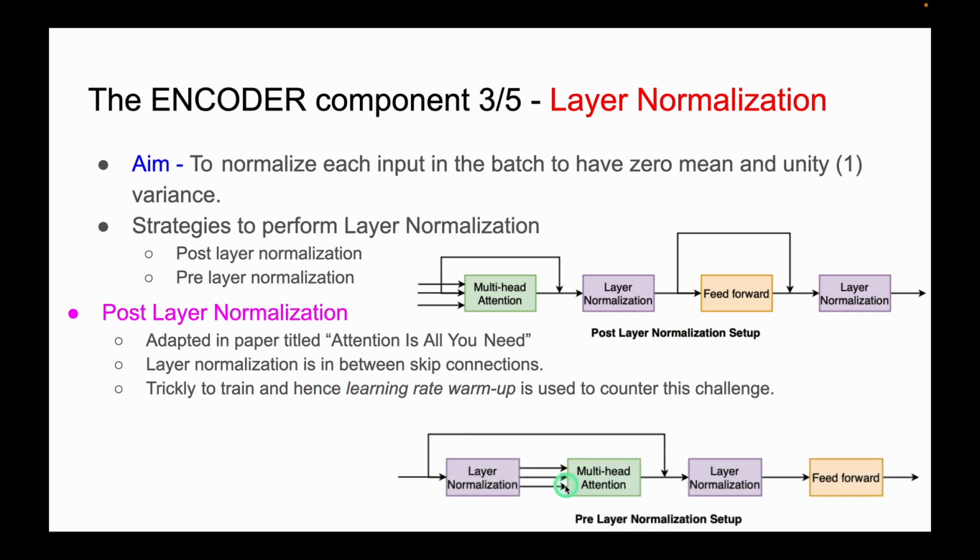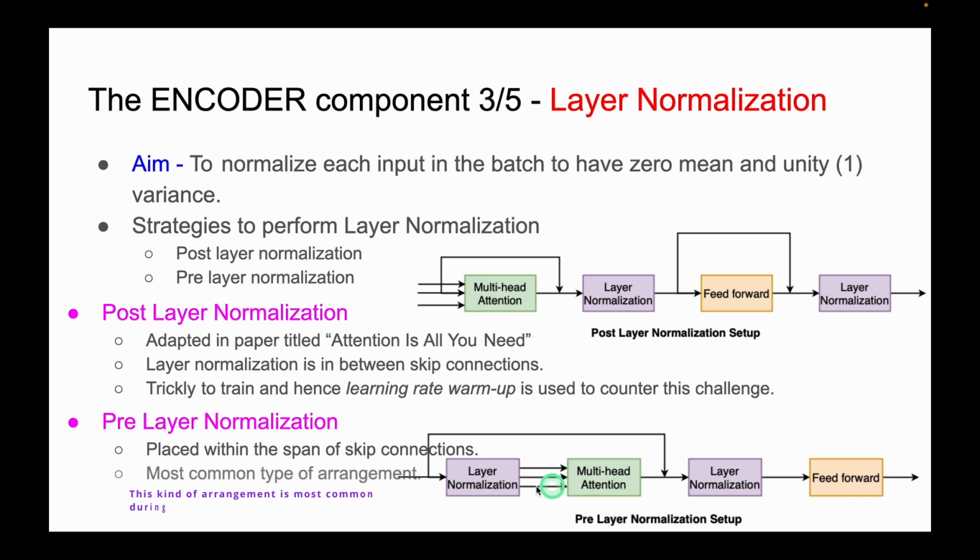The next type of normalization is pre-layer normalization, as you can see in this figure, where the normalization is placed within the span of skip connections. This kind of arrangement is most common during implementation because it is more stable during training. This also does not need any kind of learning rate warm-up.